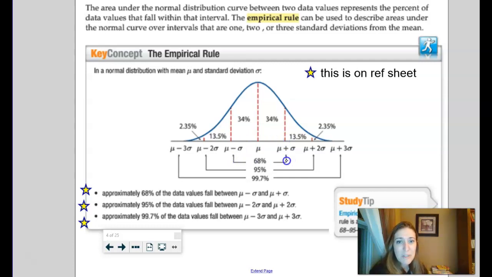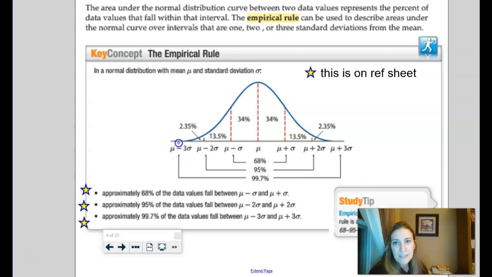So that's 68% of the data here, right? And then if you go out two deviations, now you have 95% of the data, which you can interpret as 95% probability that your data occurs within that range. And then three deviations out, that's real good, 99.7% probability. Not quite 100% though, right?